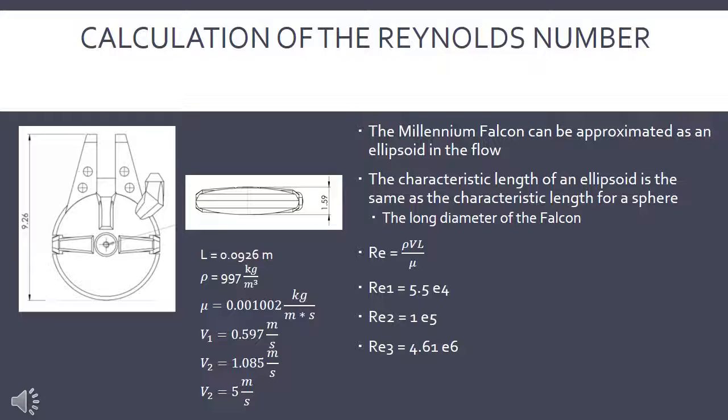The three velocities we used in our experiments are shown here. These velocities yielded the three Reynolds numbers that we used in our simulations. The other relevant parameters for the flow were also defined here. As you can also see, the dimensions of our model are included here, and these are in centimeters.